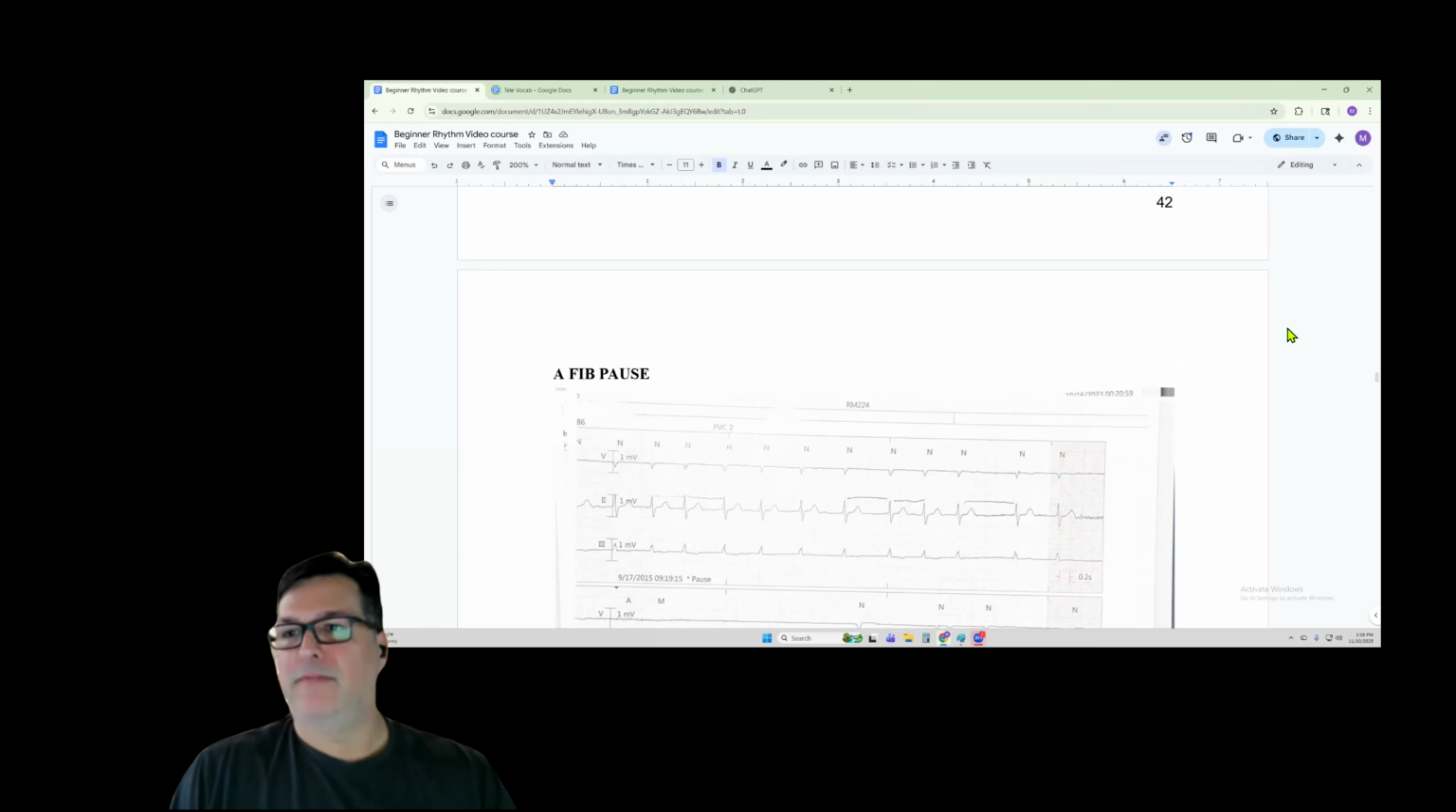You talk about the flutter waves, Kristen, or the R-to-Rs? The flutter waves will be very consistent. The flutter waves will march out, like you said. And like I was saying, the R-to-Rs tend to be regular, but they can be irregular, but they're usually with a pattern.